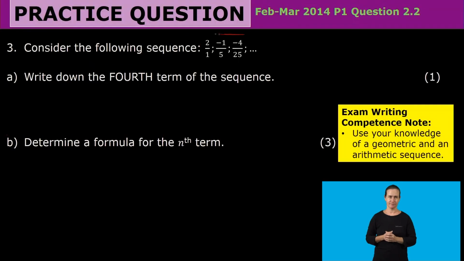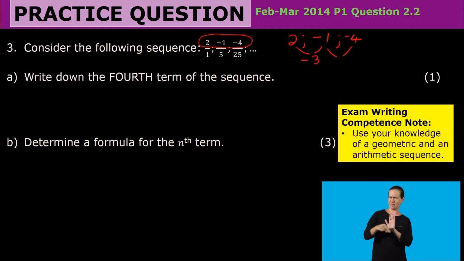Now, if you look carefully, you will see that the top numbers of this sequence form a pattern on their own. So that is 2, -1, and -4. What is that pattern? We know that if we say T2 minus T1, that's -1 minus 2, that gives us a -3. And when we say -4 minus -1, that also gives us a -3.